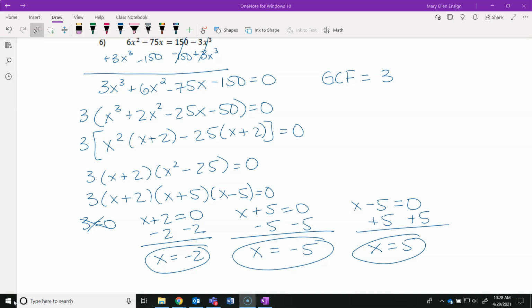It's a cubic. The cubic just means x to the third power, which means I can have up to 3 solutions. I couldn't have 4 anyway. Solve. My 3 solutions are going to be -2, -5, and +5. Okay, so that's our factoring, using factoring to solve the equations.